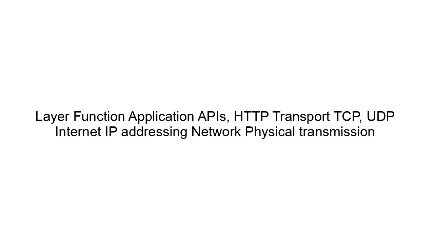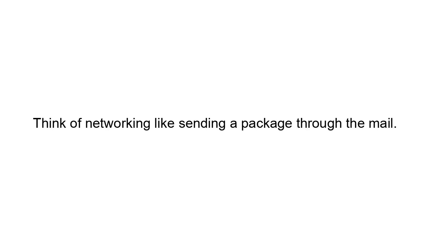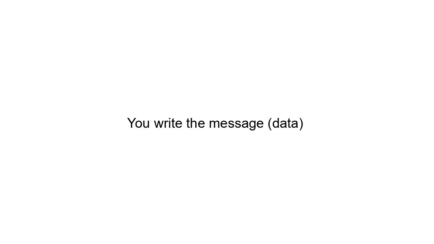Networking layers. Networking follows a layered structure. One common model is the TCP/IP model. Example layers. Application: APIs, HTTP. Transport: TCP, UDP. Internet: IP addressing. Network: physical transmission. Each layer handles a different part of the communication process.